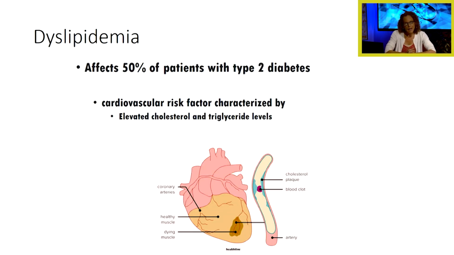Dyslipidemia is another hallmark of type 2 diabetes. It affects about 50% of the patients. And what it is, is high, elevated cholesterol and triglyceride levels. And what it does is increase our risk for cardiovascular disease. That is because these elevated levels of cholesterol in our blood can cause plaques in our arteries that end up forming blood clots that can cause things like heart attacks. So dyslipidemia is another consideration.